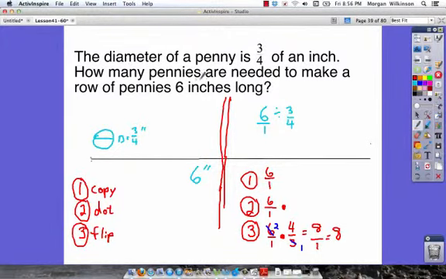But when we have our answer to a word problem, we know we need a label. It says how many pennies are needed. We need 8 pennies to make it all the way across this 6-inch line. Add your label. Box it. And you're all done. It's a lot easier to go through that operation of dividing fractions with your copy, dot, flip method than it is to take out a ruler and draw these pennies that are all 3/4 of an inch to figure out how many would stretch across this 6-inch line. Both ways work, but this way with our division is faster.